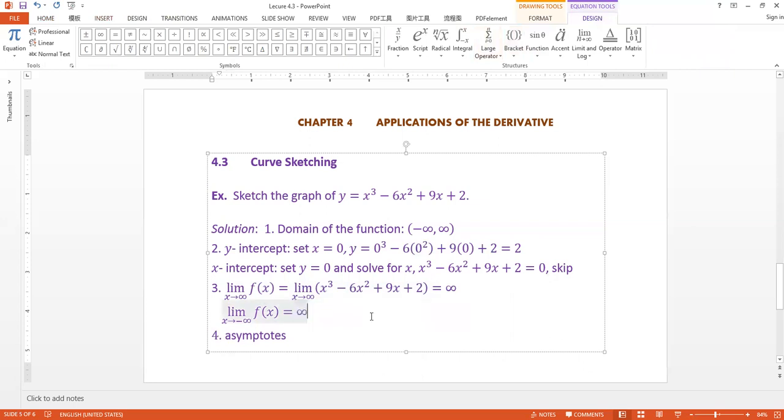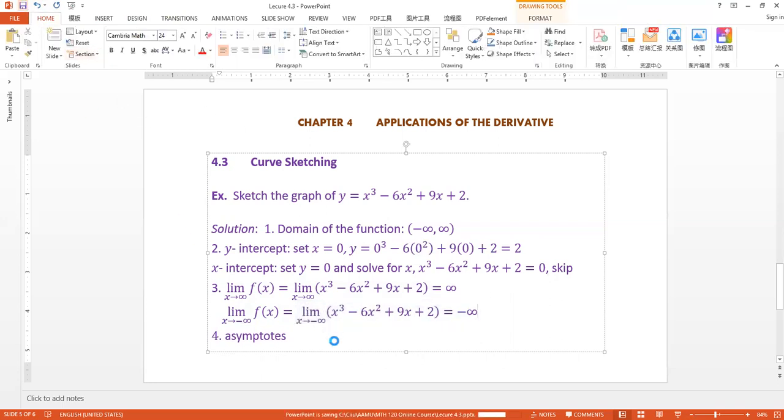So from here we can see that on the far right, the curve keeps going up without bound, and on the far left, the curve keeps going down without bound. Okay, so the next step is to find asymptotes of the graph.